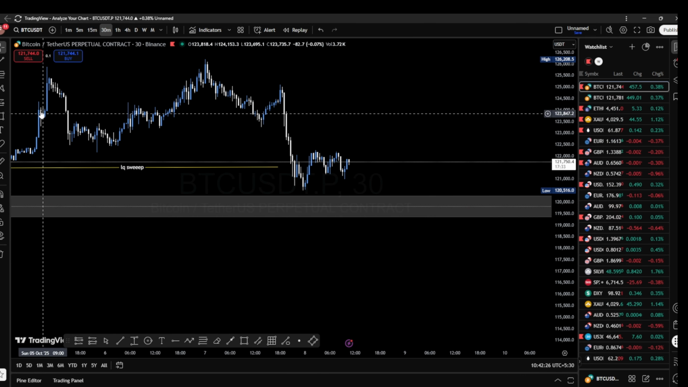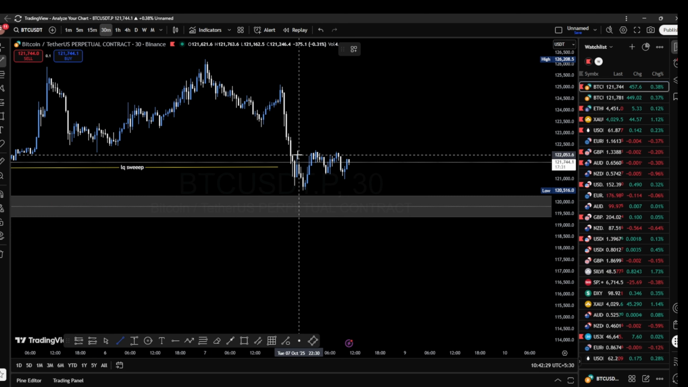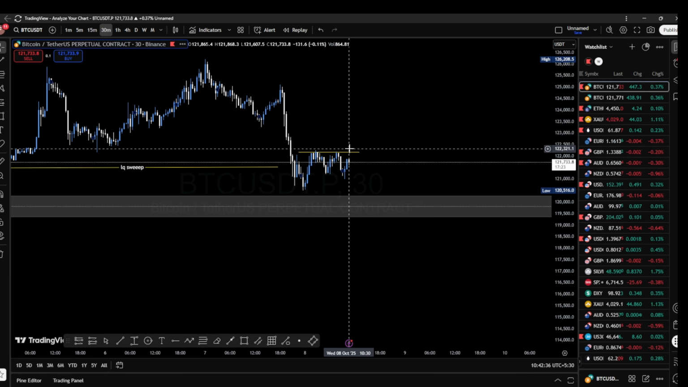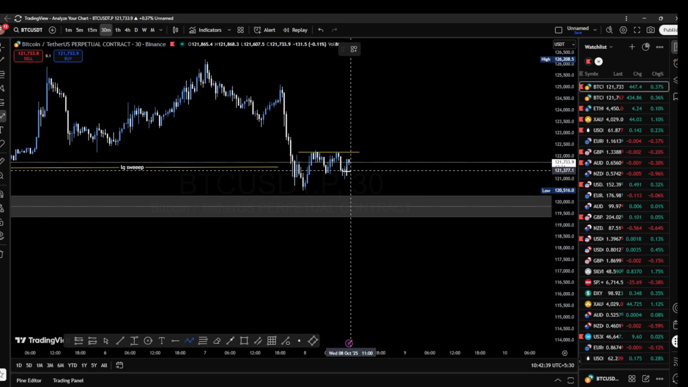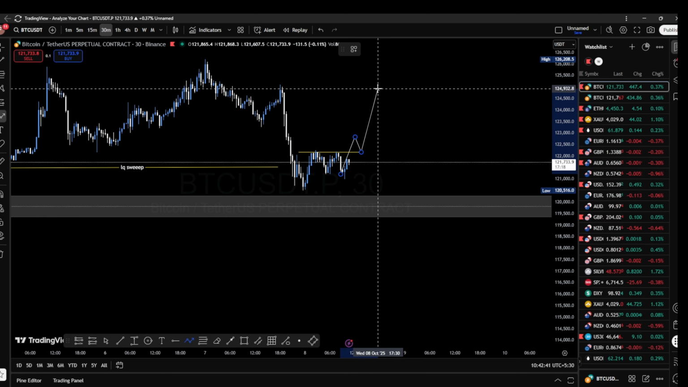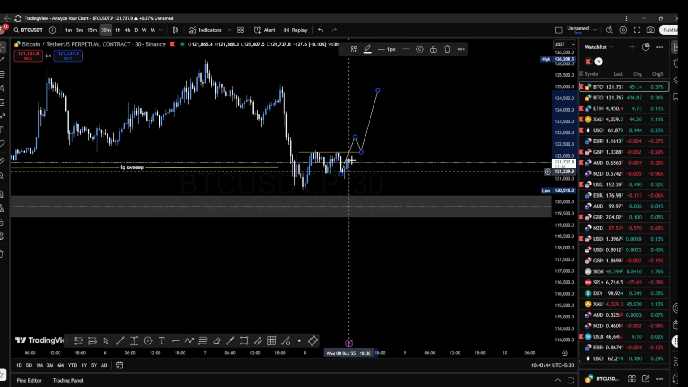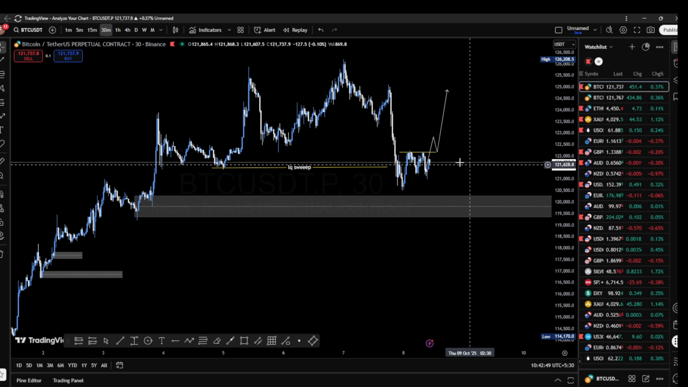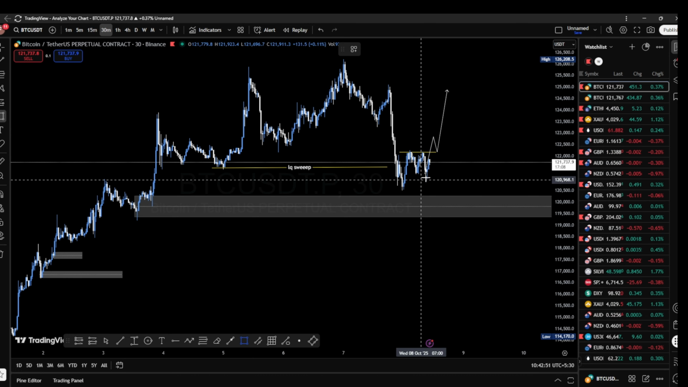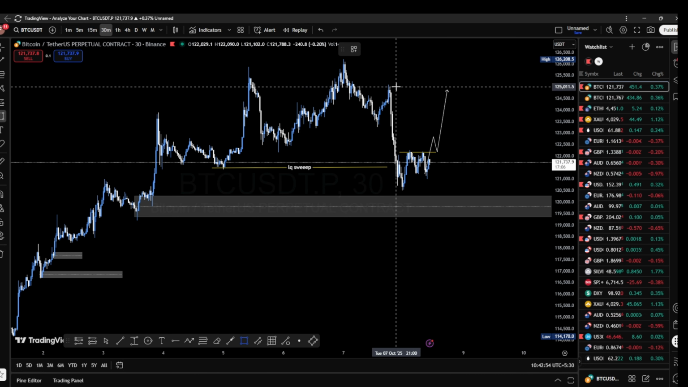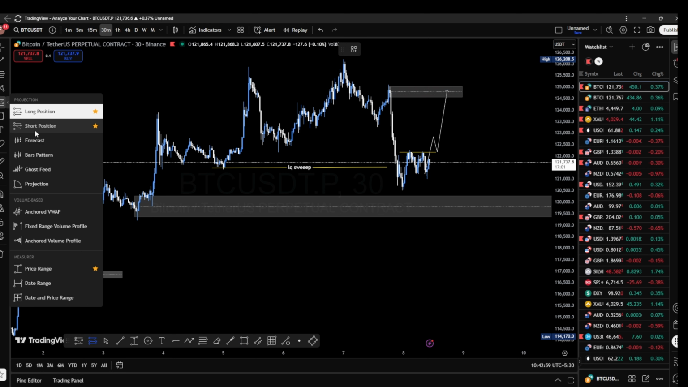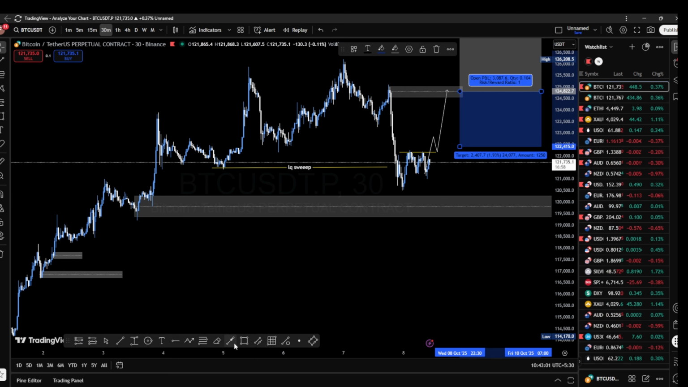Go to 30 minutes. For now, if we see a break of structure of this whole zone and some little bit of retracement, go for upside and target this supply level. I'm telling you to target this supply level because this is a sweep and this is a supply level. You can enter a short position there after confirmation.